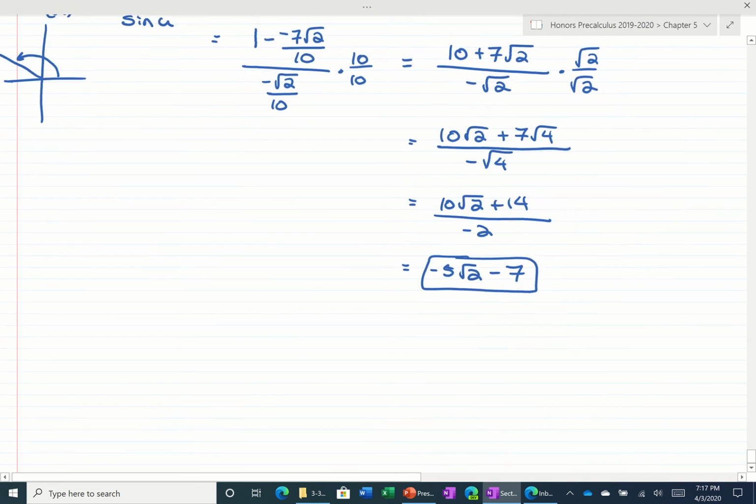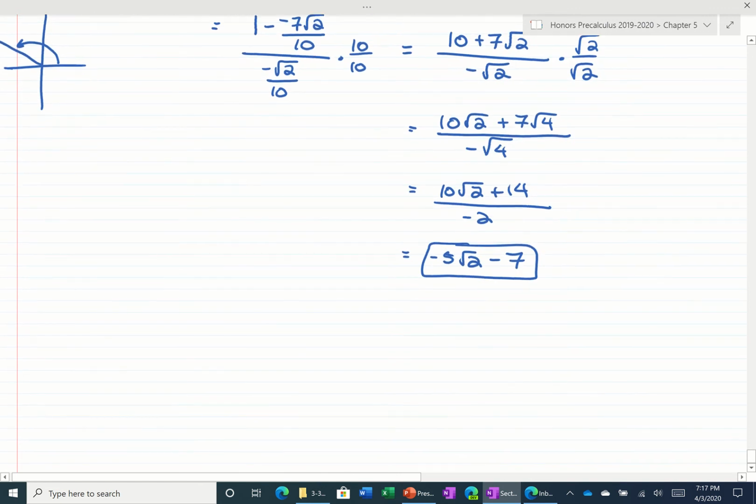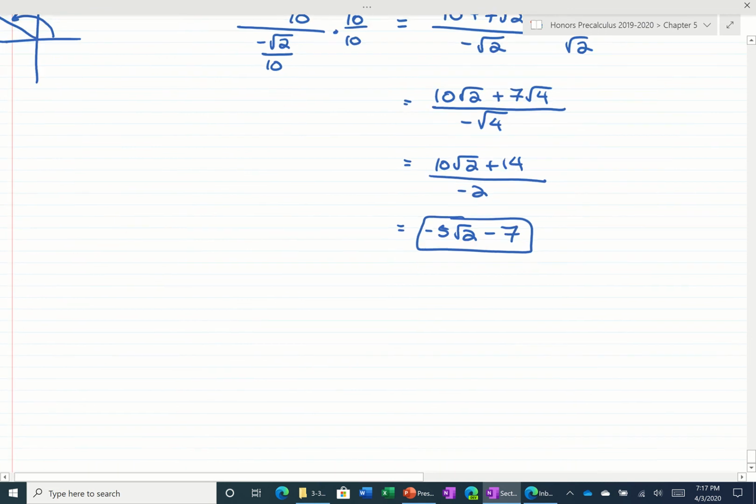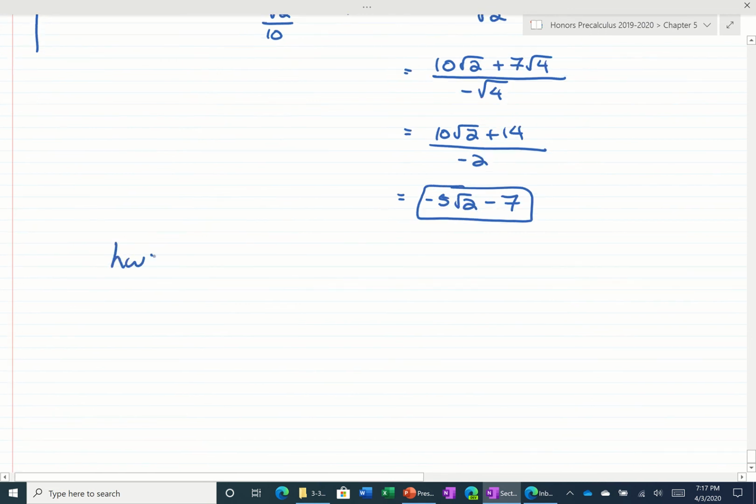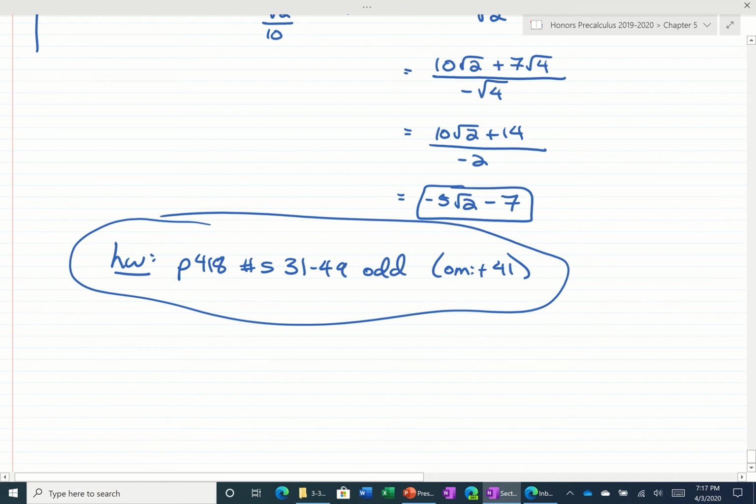For homework, this is what I would like you to do. Please take a look at page 418. I'd like you to do numbers 31 to 49 odd and omit 41.